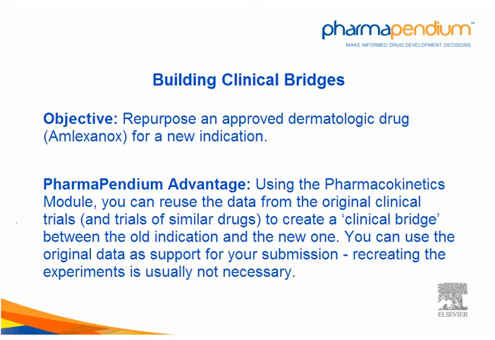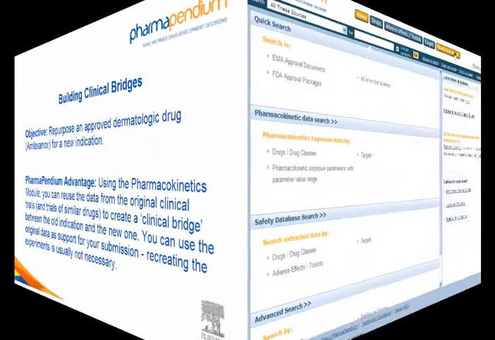We would like to repurpose an approved dermatologic drug for a new indication. Using the Pharmacokinetics module, you can reuse the data from the original clinical trials and trials of similar drugs to create a clinical bridge between the old indication and the new one. You can use the original data as support for your submission. Recreating the experiments is usually not necessary.